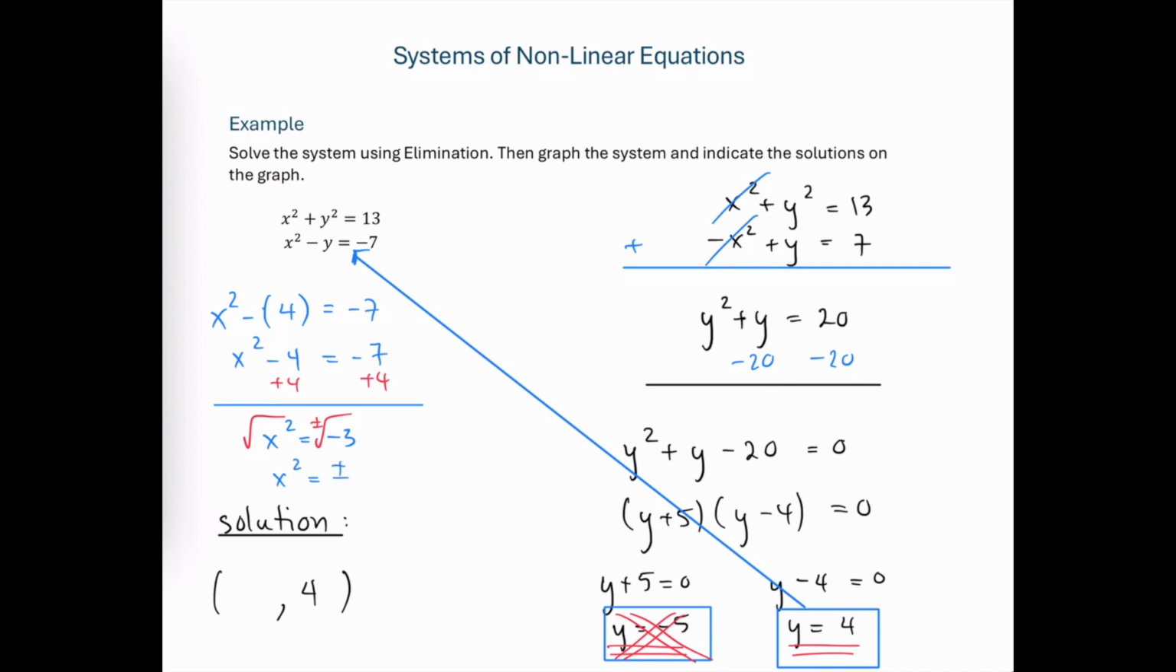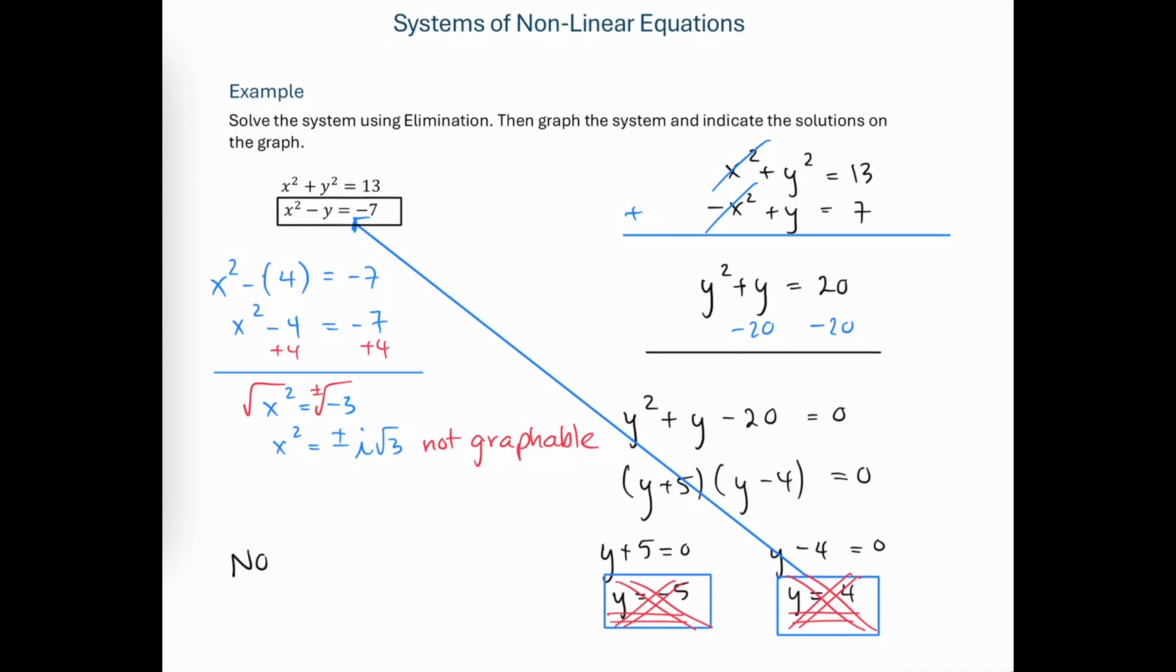So this is plus or minus i radical 3, which means that this is not a graphable point either. And there is no ordered pair on this graph that has a y coordinate of +4. So neither one of these work. So it looks like we may not have any solutions to this system. But let's graph the system so that we can understand a little bit more about what's going on here.